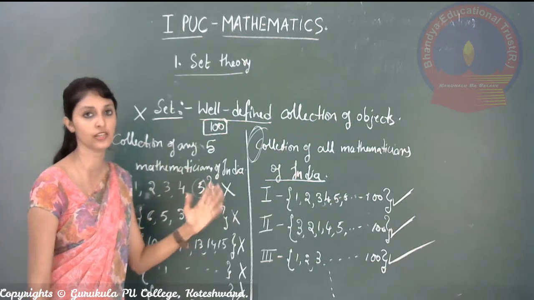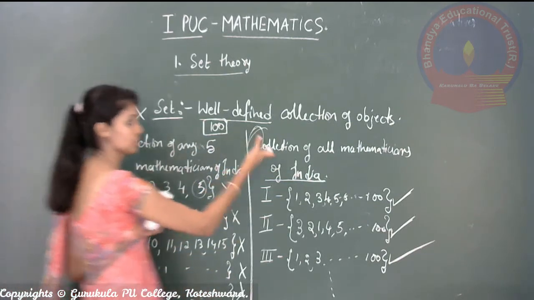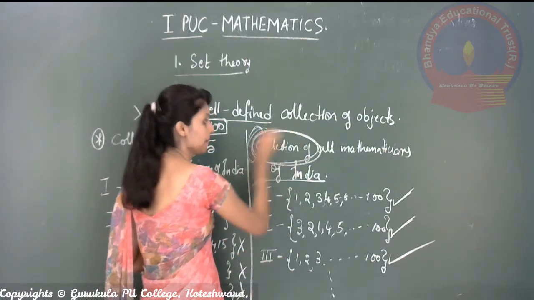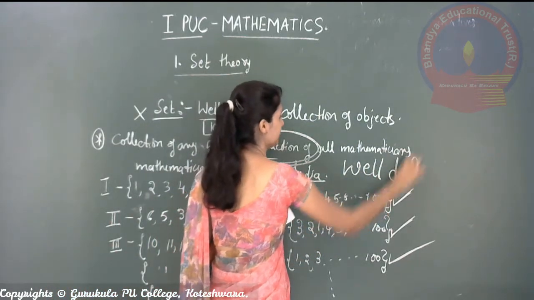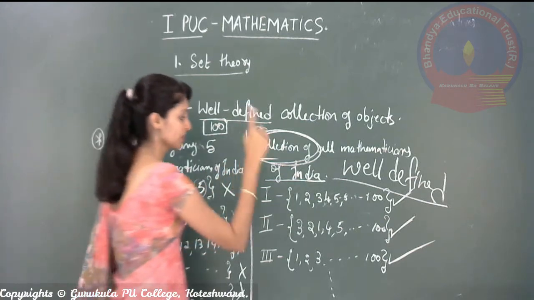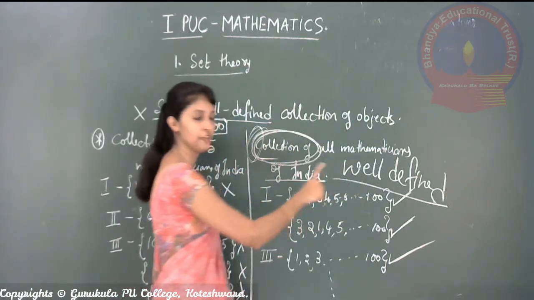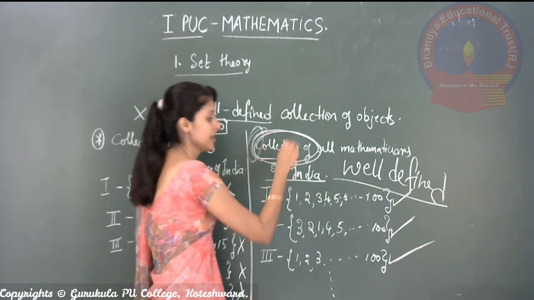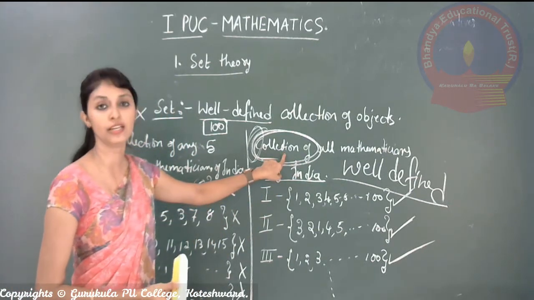And that one is a set. Look, collection of any 5 mathematicians, I get different ones. Collection of all 100 mathematicians, I get the same ones. So this collection I can call a well defined collection. Well defined means, for one particular sentence I get the same group. So this collection is well defined. Well defined means one and only one, unique. So for this collection I have a unique group of objects. Then that collection forms a well defined collection.